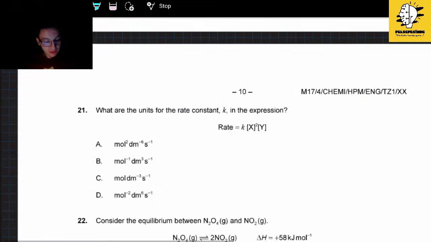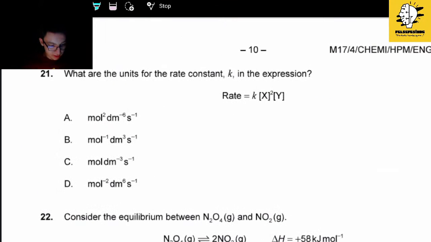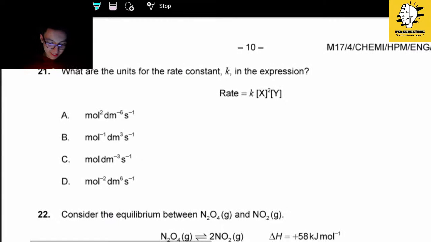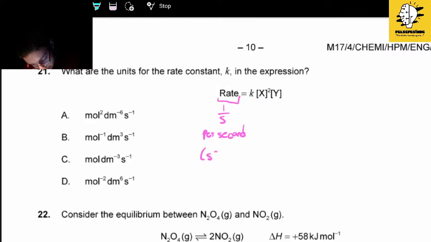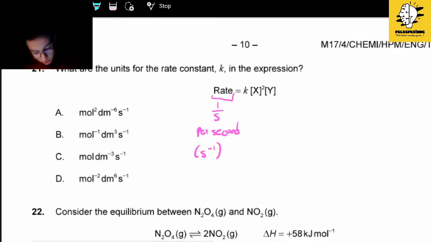So, again, let's make it the last rate question, because I believe there will be a question about rates. Enough of them, literally enough of them. So, for rate, we know that rate is shown by 1 over s, per seconds, meaning that this is s negative 1. Okay, so here, this is a second order and this is a first order.